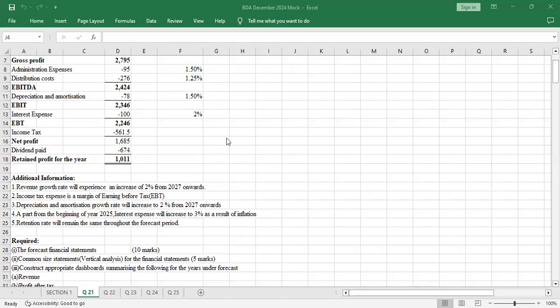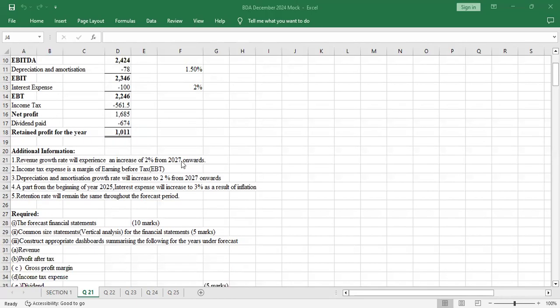Number four, apart from the beginning of year 2025, interest expense will increase to 3% as a result of inflation. Number five, retention rate will remain the same throughout the forecast period. Required one, the forecast financial statements, 10 marks. Number two, common size statements, vertical analysis for the financial statements, 5 marks.